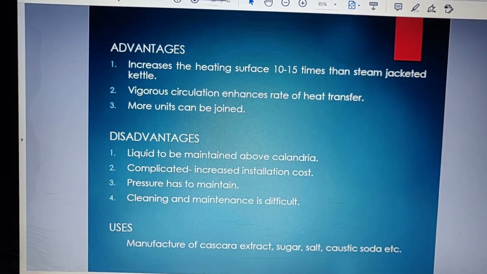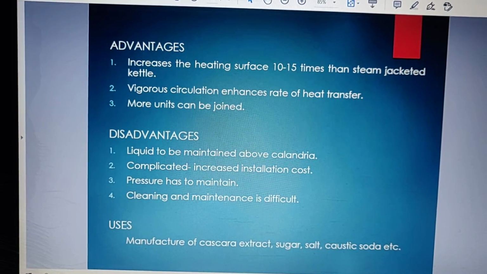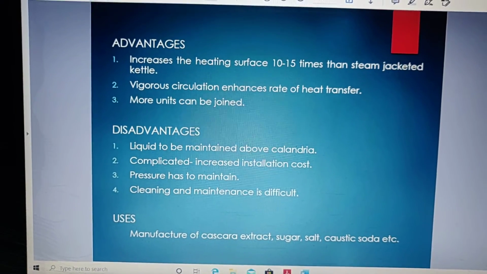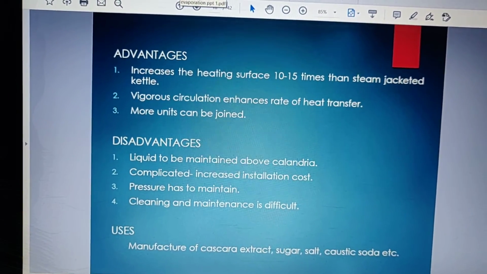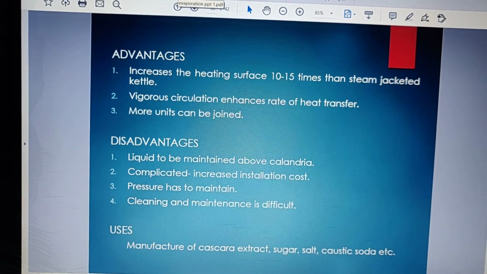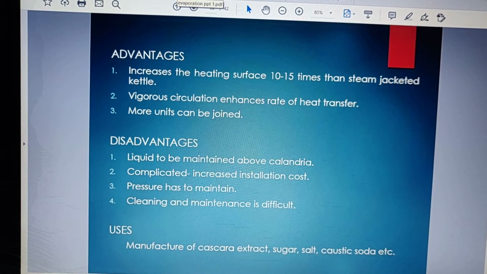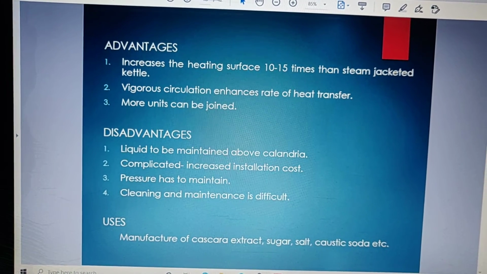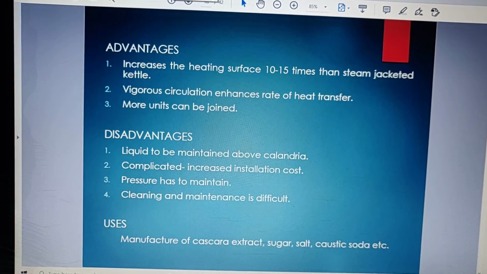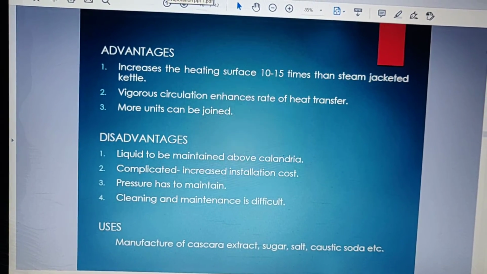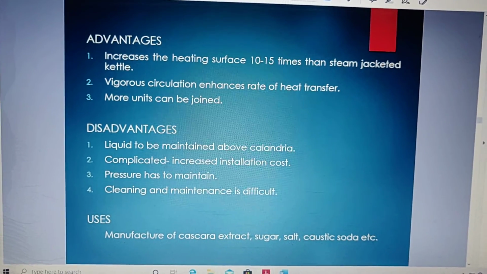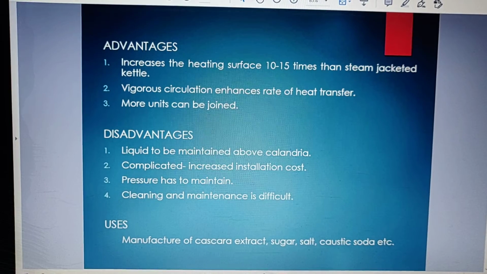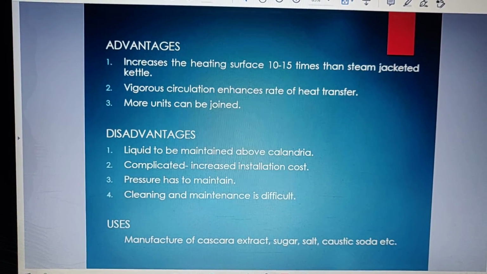Liquid has to be maintained above the calandria. That is, you need to have that much liquid so that your horizontal tubes are immersed in the solution. You have to maintain that liquid always. Otherwise, think, when evaporation takes place and too much solvent gets evaporated and that level decreases, if the level decreases, it may come down below the horizontal tubes and then the efficiency of the experiment will decrease. Then pressure has to be maintained, since there is steam generation inside the tube. So there may be pressure generated. You have to maintain it by the vent valve. From that your vapor would be released and pressure would be maintained.